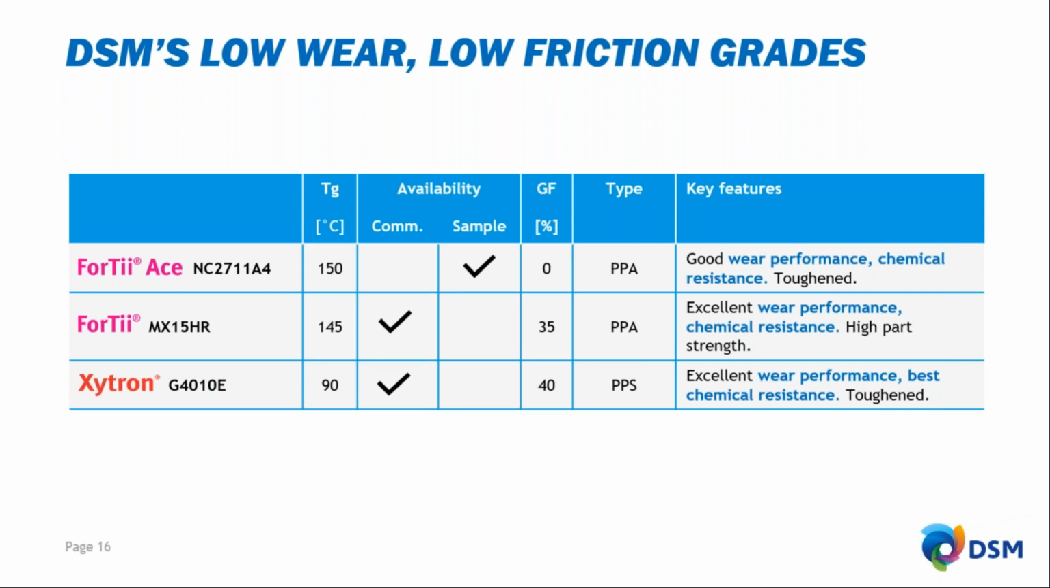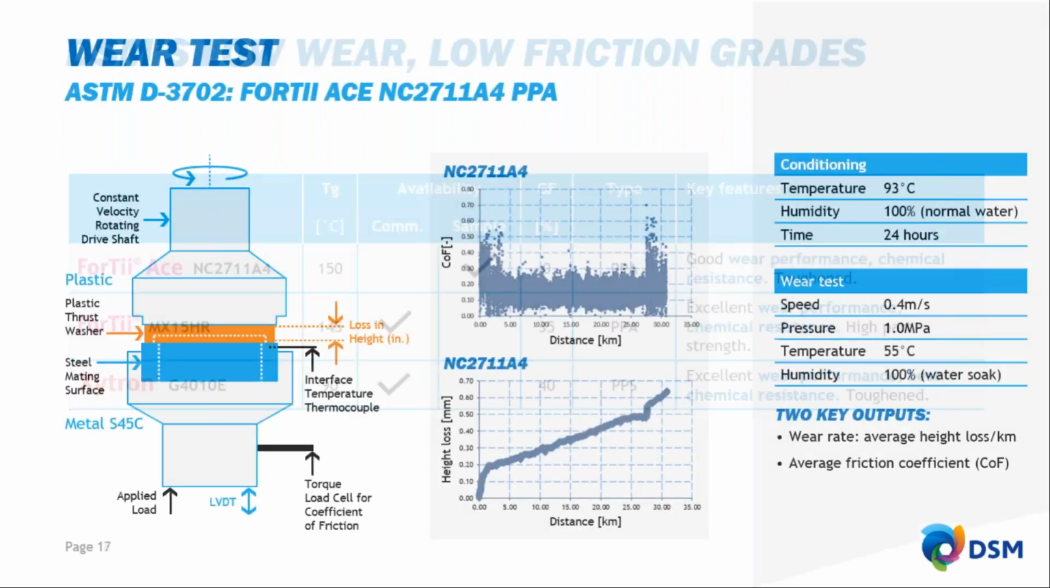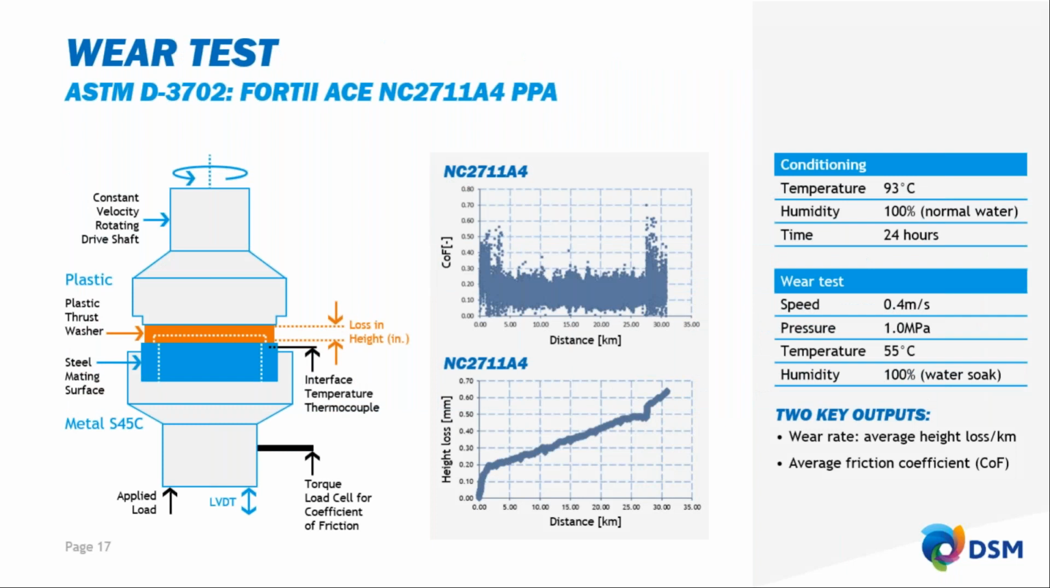And the third material there is our Zytron G4010E. You'll see that's also commercially available. That's a 40% glass filled PPS material that has very good wear performance and best in class chemical resistance. So again, we've done some tribology measurements, which I'll get into shortly, where we benchmarked some of the existing PPAs in the market today. And we are very excited about these materials.